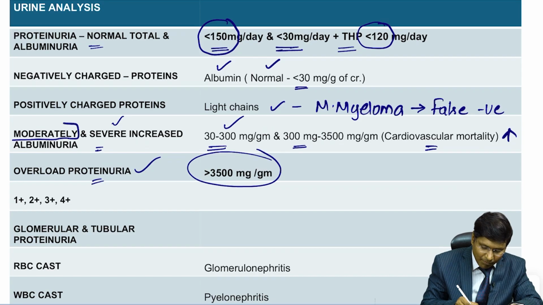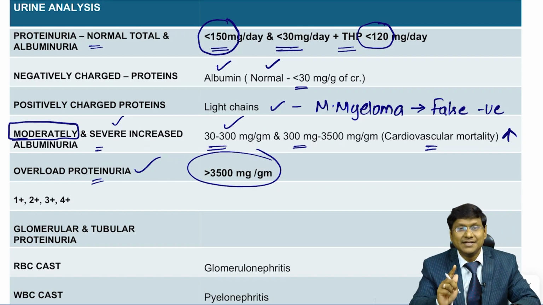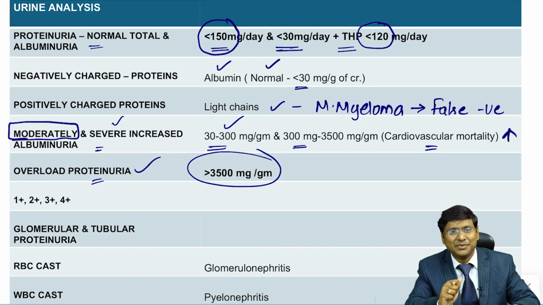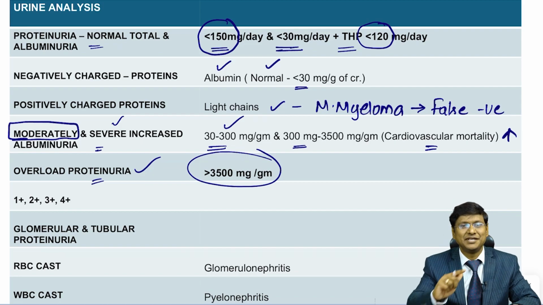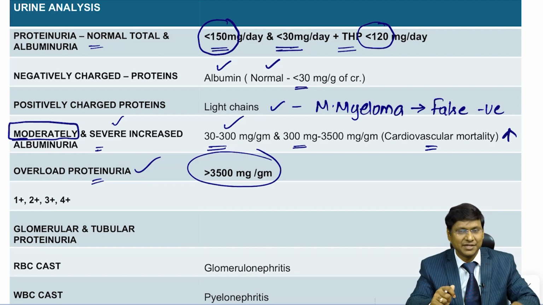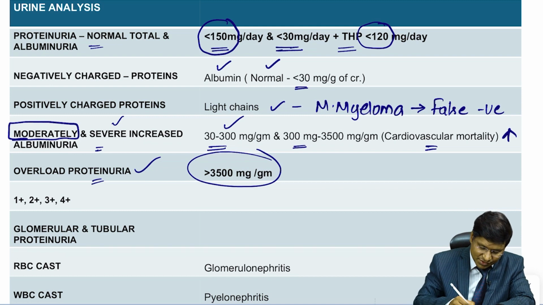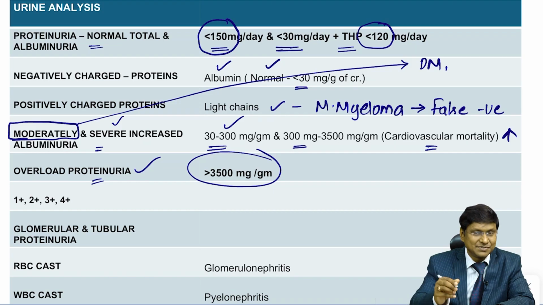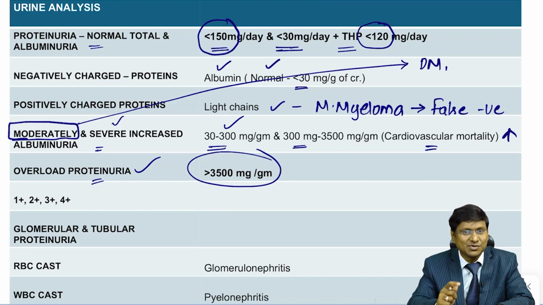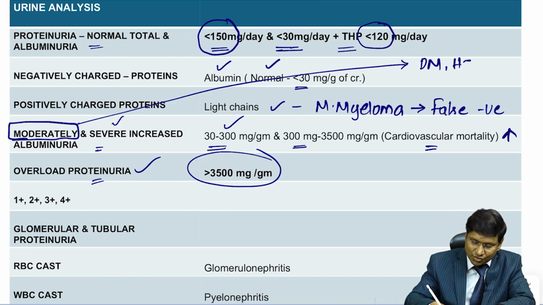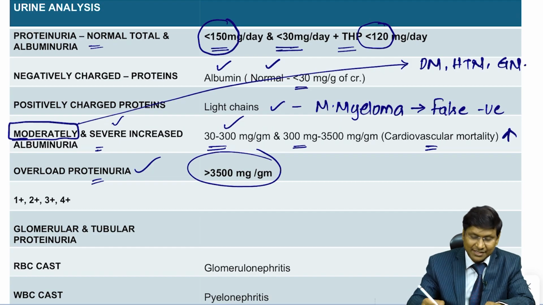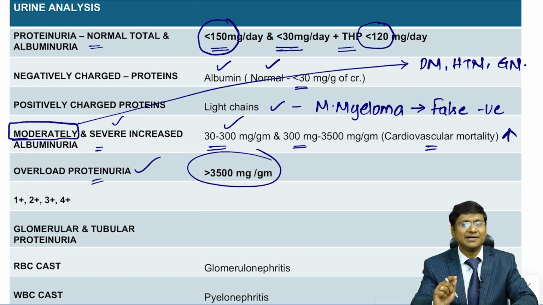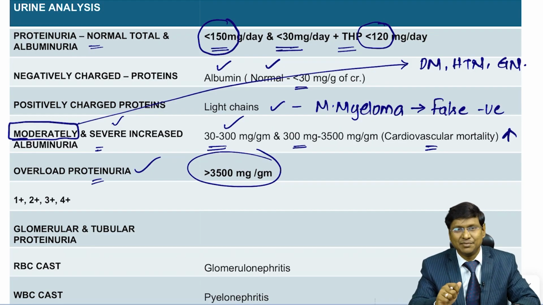Now, this moderately increased albuminuria was previously called microalbuminuria, but the present terminology is moderately increased albuminuria. What are the conditions where you will have moderately increased albuminuria? It is observed in diabetes mellitus causing diabetic nephropathy. It is also observed in hypertension, and it is also observed in conditions like glomerulonephritis. These are the three conditions where you will have moderately increased albuminuria.